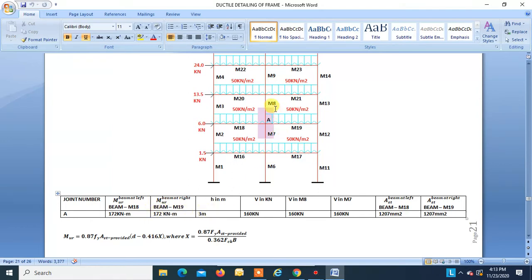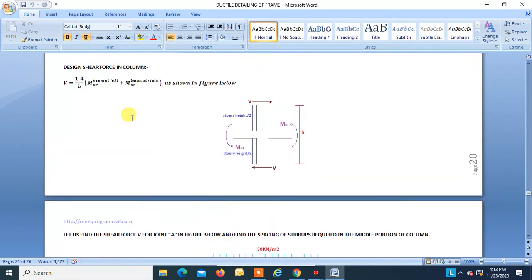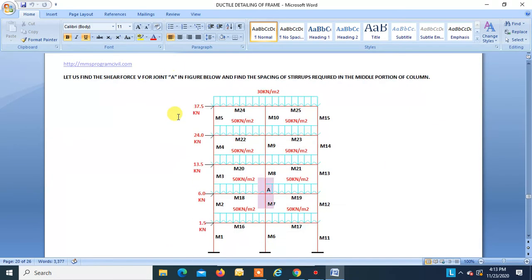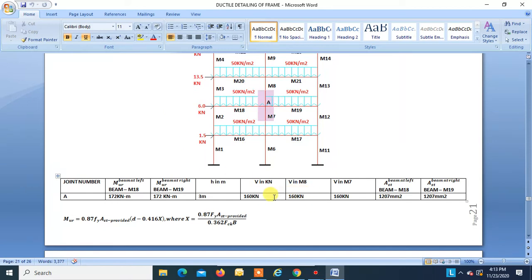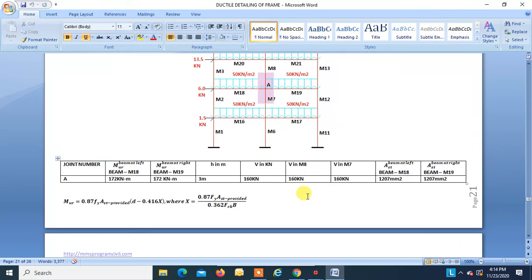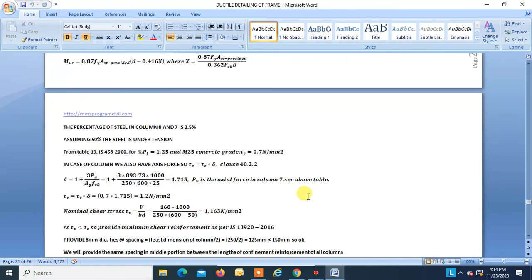Height is 3 meters, so you know everything. You can put this in this formula and you can find V. V is found to be 160. So V over here is 160, V over here is 160, right? So we have to now find the spacing of ties for this shear force, that is in the middle portion.